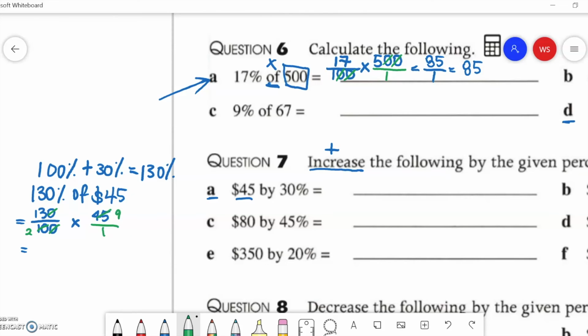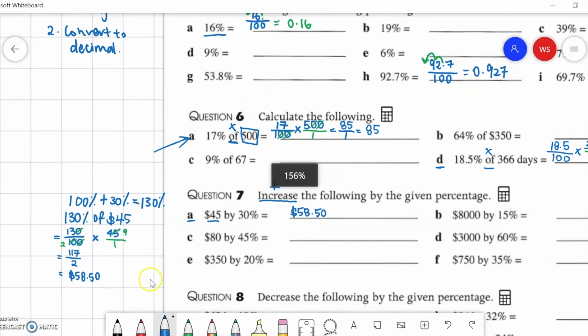And once that's all simplified, just multiplying across. So 13 times 9, 117 over 2 times 1 gives you 2. So 117 divided by 2 on your calculator, that equates to $58.50. So don't forget your units, as in your dollars over there. Pause this video and try out the rest of the questions in question 7.